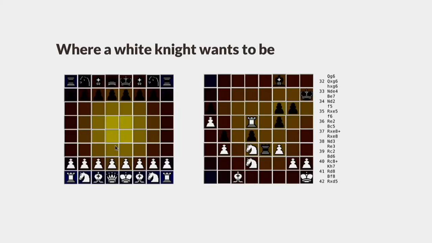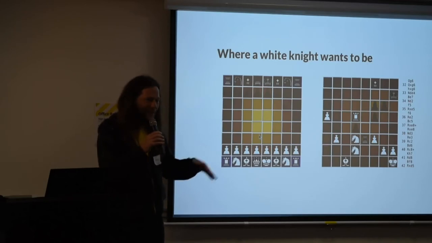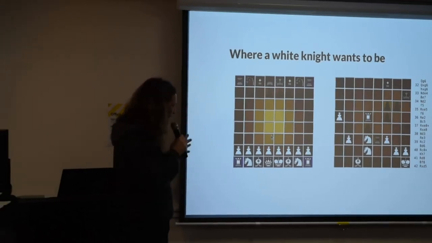So here's an example of the, I think they call it the piece board table or something. I found out that all of the things I did have got proper names in chess programming language, but I've forgotten them all again.